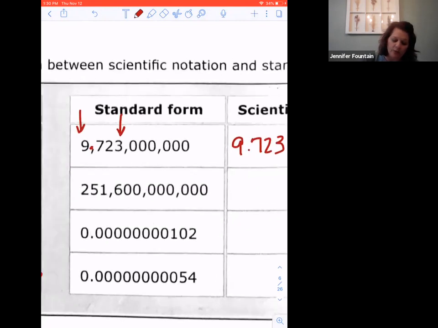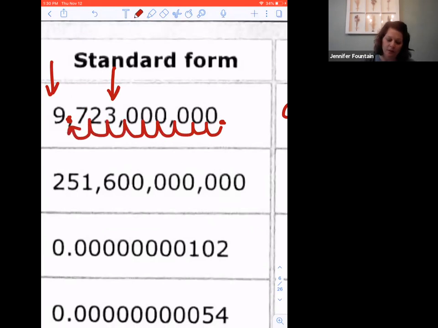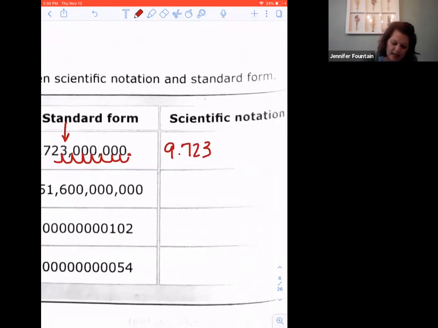So now if my original decimal in standard form is right here, and I'm having to move it to here, I'm having to move 1, 2, 3, 4, 5, 6, 7, 8, 9 places to get it there. So then it would be times 10 to the 9th, because to get it back to standard form, I'd have to move my decimal 9 places to the right.